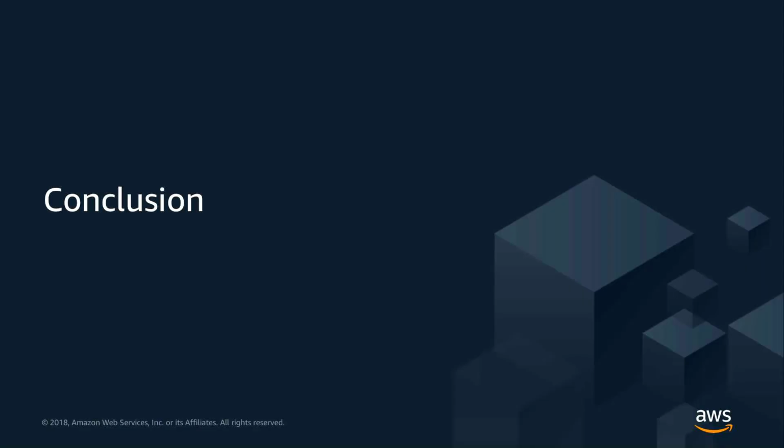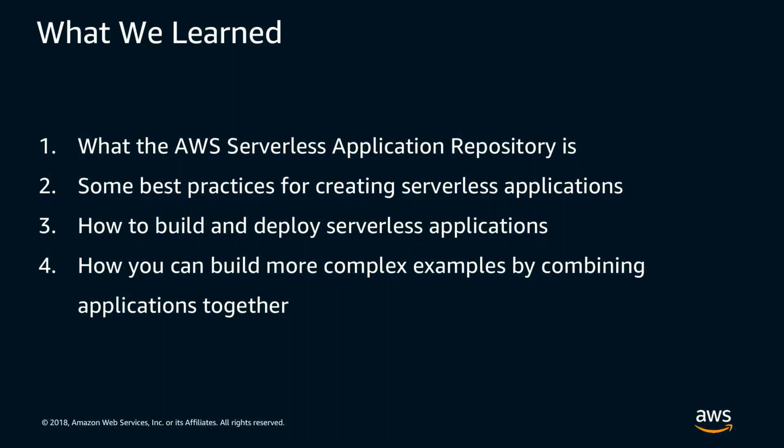So, what have we learned? Well, we've had a look at what the AWS Serverless Application Repository is. We've looked at how you can find applications and deploy applications into your own AWS account. We've also looked at some best practices around considering your inputs and outputs, working with SAM, and also understanding how you might go about thinking about your users and how they might use the applications that you're building. We've also looked at how to build and deploy serverless applications and the kinds of elements that you need to think about. And now we've had a look at how you can build more complex applications by combining applications together.